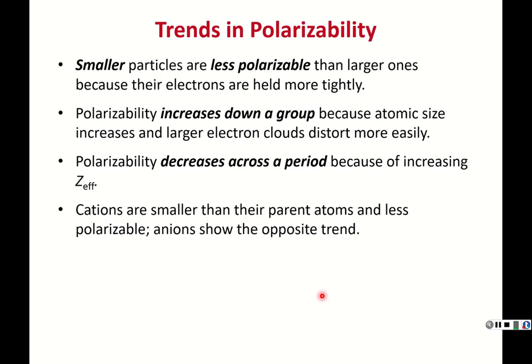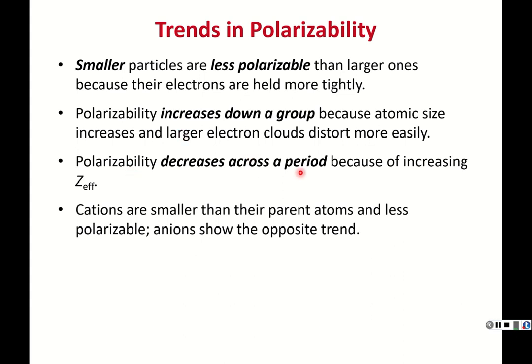So the trends in polarizability, and that's how easily these dipoles can be induced. Smaller particles are less polarizable. So smaller molecules, in a sense, are less able to have induced dipoles than larger ones. And that's because their electrons are just held onto more tightly. Polarizability increases down a group because atomic size increases, and larger electron clouds distort more easily. So as you go down a group, you can polarize easier.